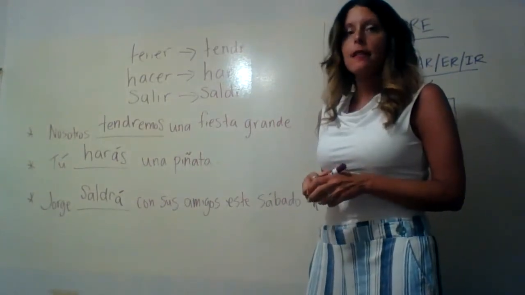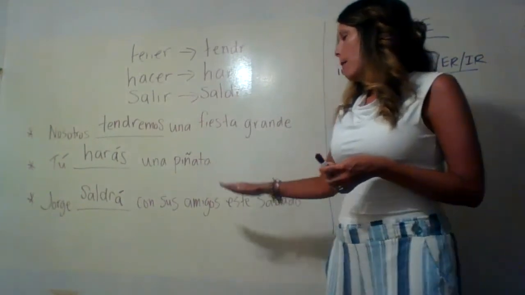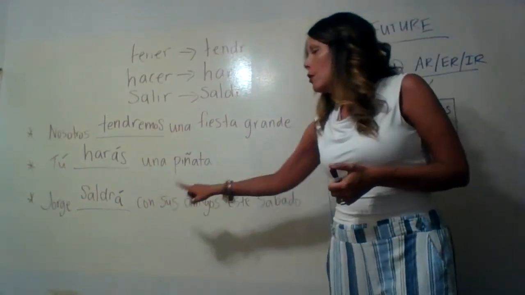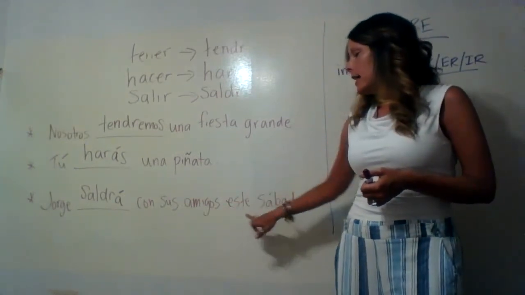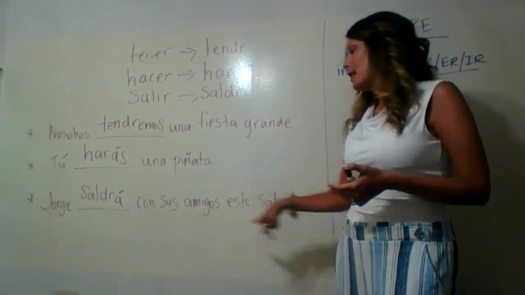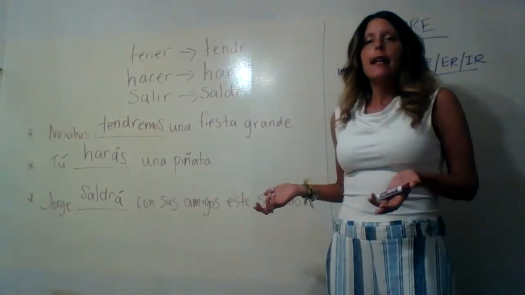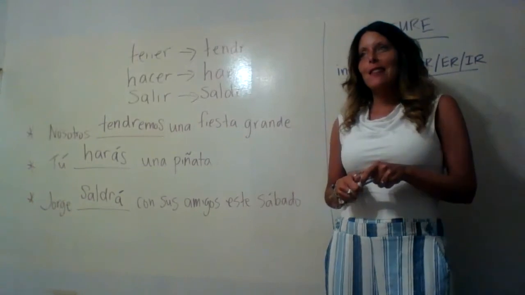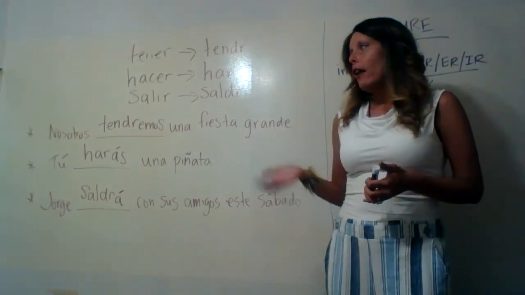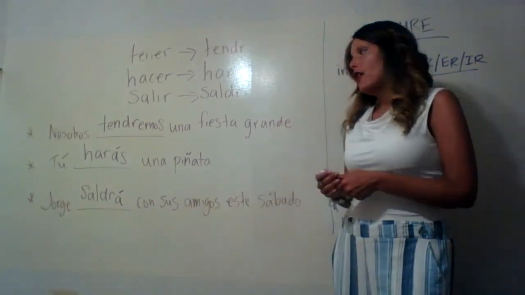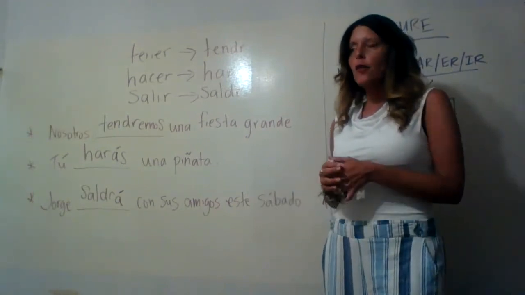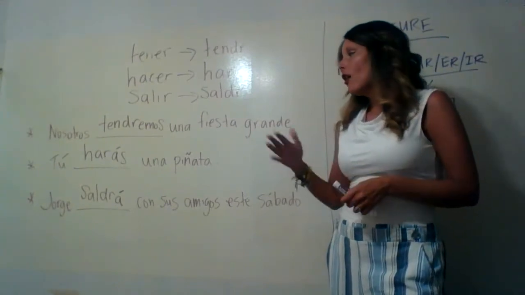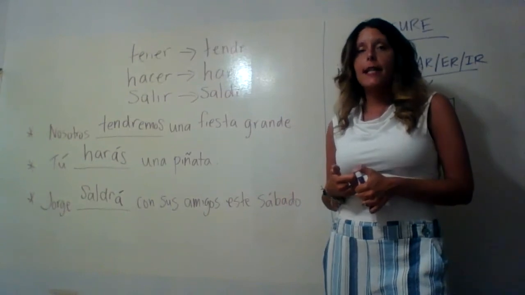We have saldrá. Jorge saldrá con sus amigos este sábado. Con sus amigos, with his friends, este sábado, this Saturday. So based on the context of the rest of the sentence, what do we think salir means in this sentence? Salir can mean to leave, but it can also mean to go out. So in this sentence, I mean it as to go out, and we're trying to say Jorge will go out with his friends this Saturday. Using the verb salir in the future, we take care of the will go out. Jorge will go out with his friends this Saturday, and that is Jorge saldrá con sus amigos este sábado.